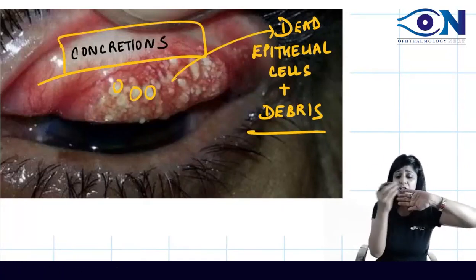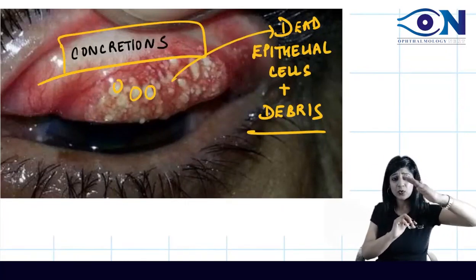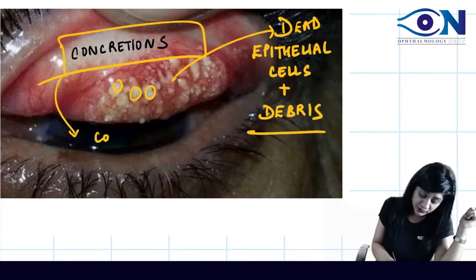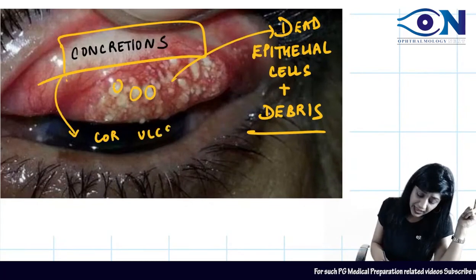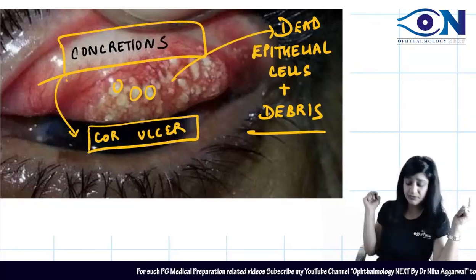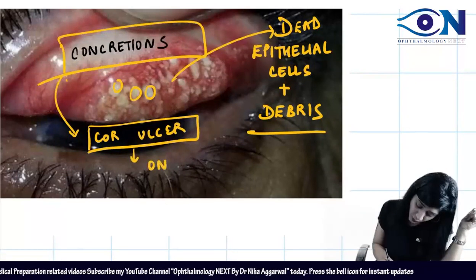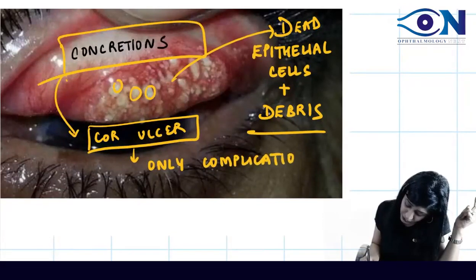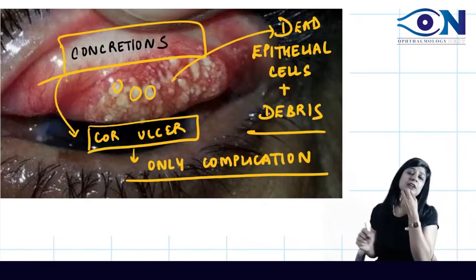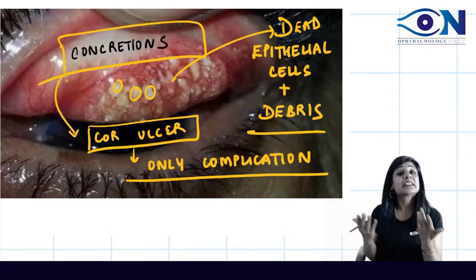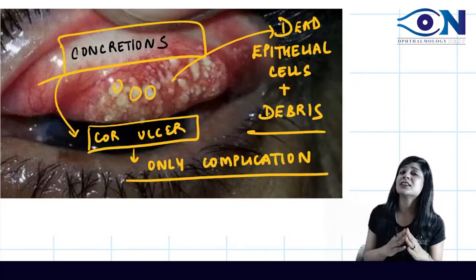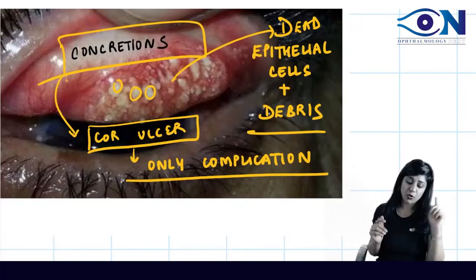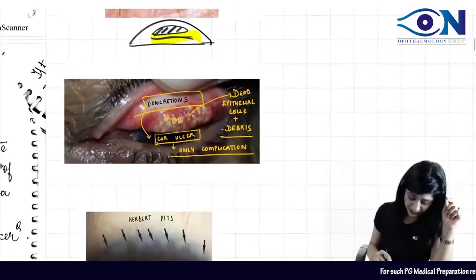Now suppose this was the eyelid and you are having a lot of concretions and I close this eyelid. They will actually rub the cornea, so they have a property of causing corneal ulcer. And why am I worried about corneal ulcer? Because corneal ulcer is the only complication of trachoma. The rest of the things are the sequelae. That is the difference. Rest of the things are sequelae, while corneal ulcer is the only complication of trachoma. Okay? So these are your conjunctival signs.